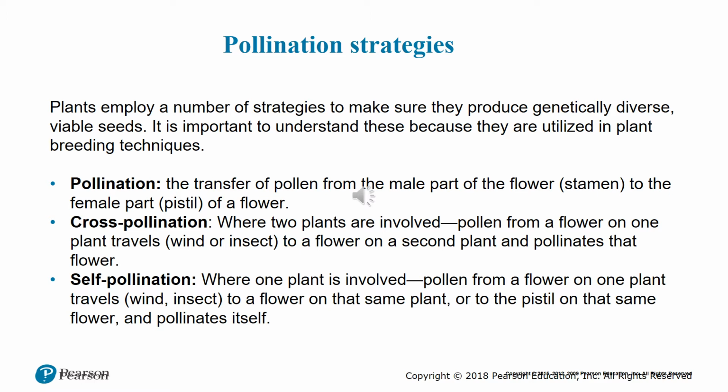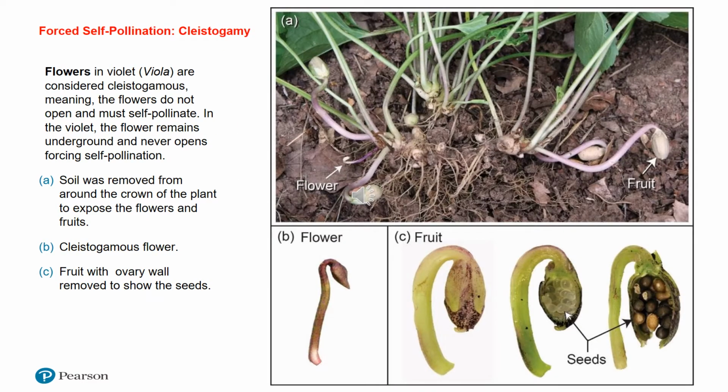So you can have pollen from one flower get on the stigma of another flower of that same plant, or it can happen all in one flower also. This is an example of a forced self-pollination. This plant has ways that it makes sure that it only pollinates itself. It's called cleistogamous. It means the flowers don't open, and so it has to self-pollinate because nothing else can get into the flower except its own pollen and sperm.